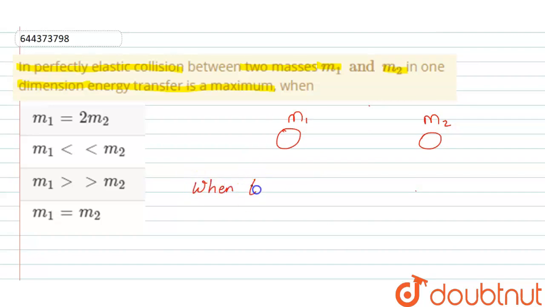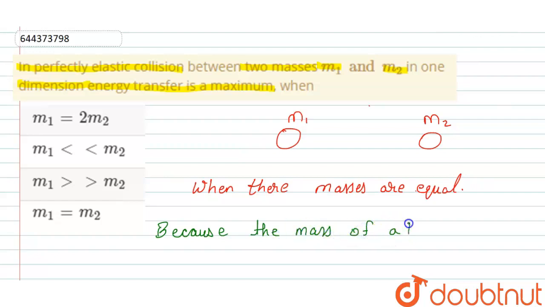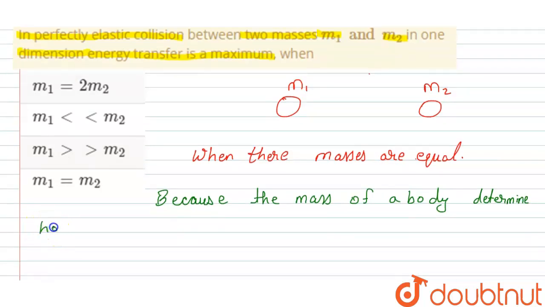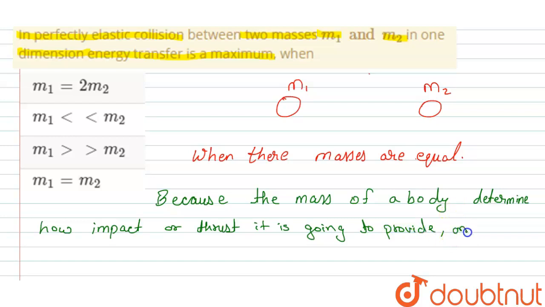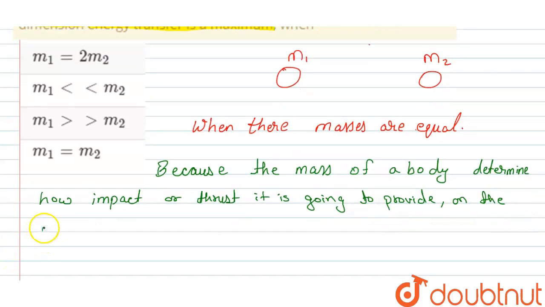When their masses are equal, because the mass of a body determines how much impact or thrust it is going to provide on the body, or we can say object, it is hitting.